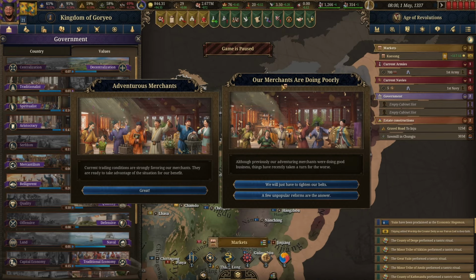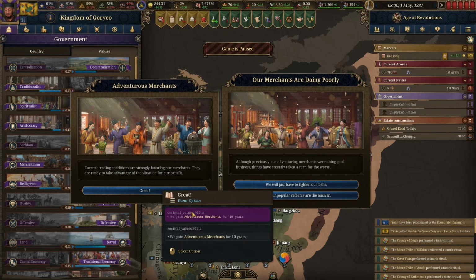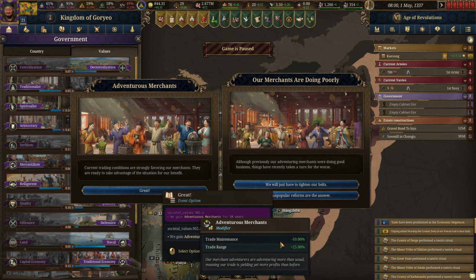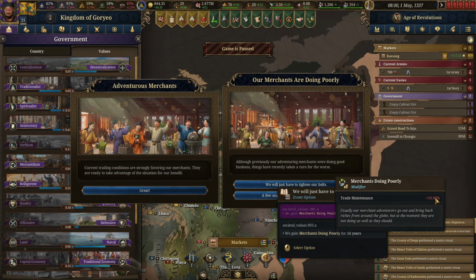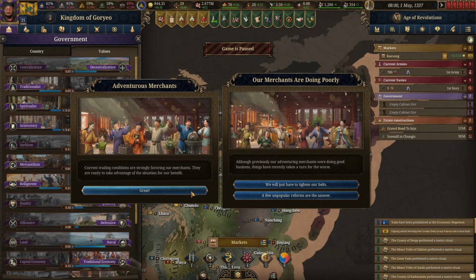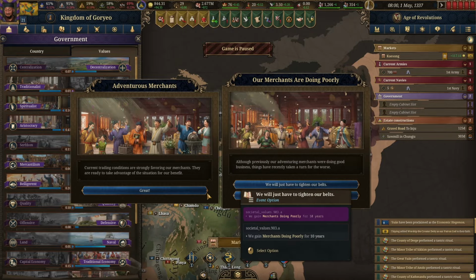We have the Adventurous Merchants and Our Merchants Doing Poorly. Adventurous Merchants gives trade maintenance -10, plus increasing your trade range by 25%, whereas Merchants Doing Poorly increases your trade maintenance by 10. As I mentioned, these are mutually exclusive, unlike those last two, which probably should be.